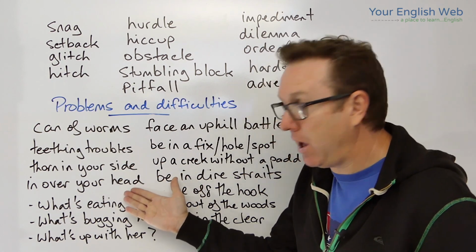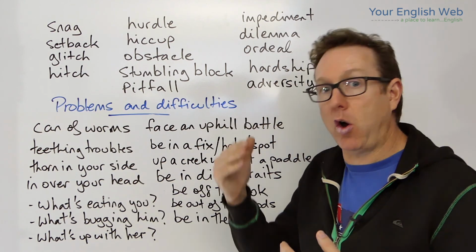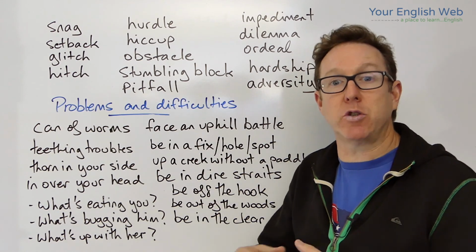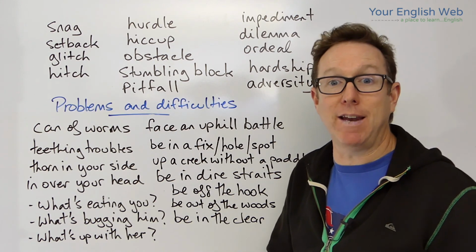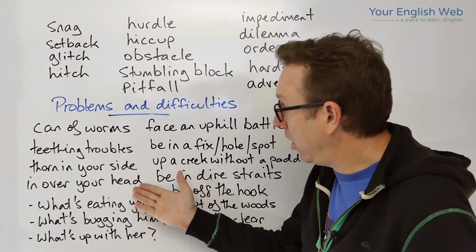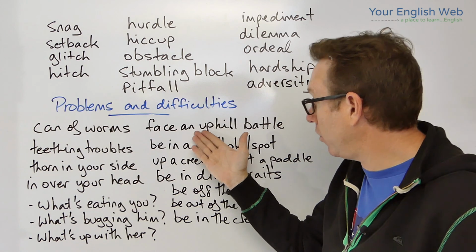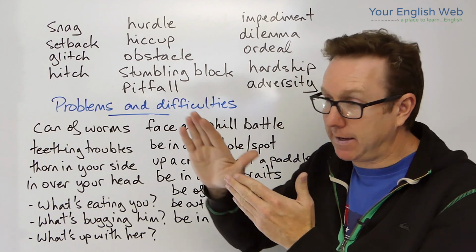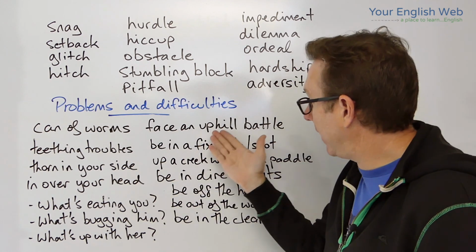And you can be in over your head, in over your head. And if you're in over your head, it means that the problems or difficulties are too big, or there's too many of them for you. You're in over your head. You can be in over your head in debt, for example. If you owe a lot of money, you are in over your head. We can also face an uphill battle. You face an uphill battle, meaning that there are problems and difficulties on the horizon. You face an uphill battle to get ready for something or to prepare something. You face an uphill battle.